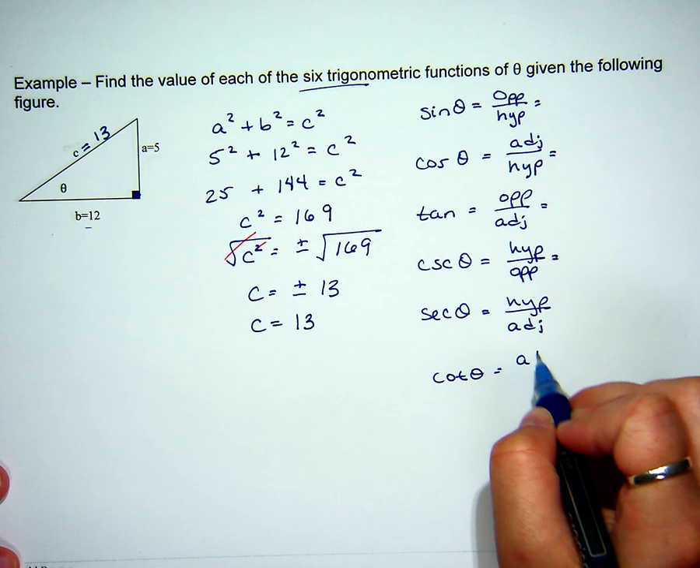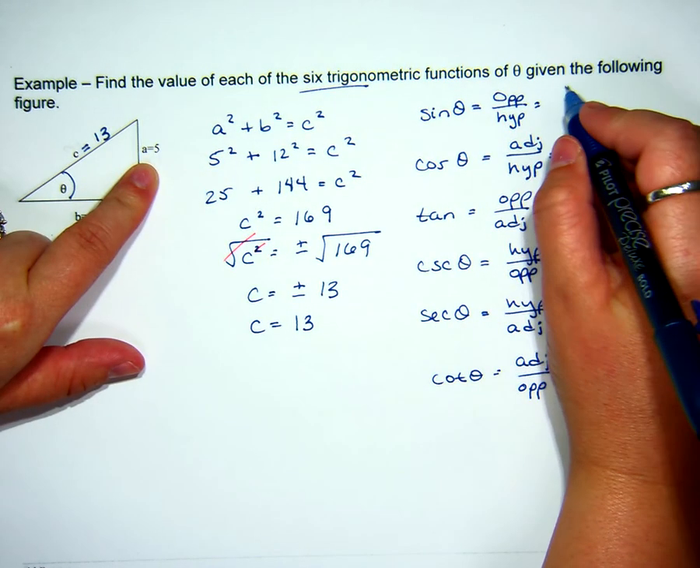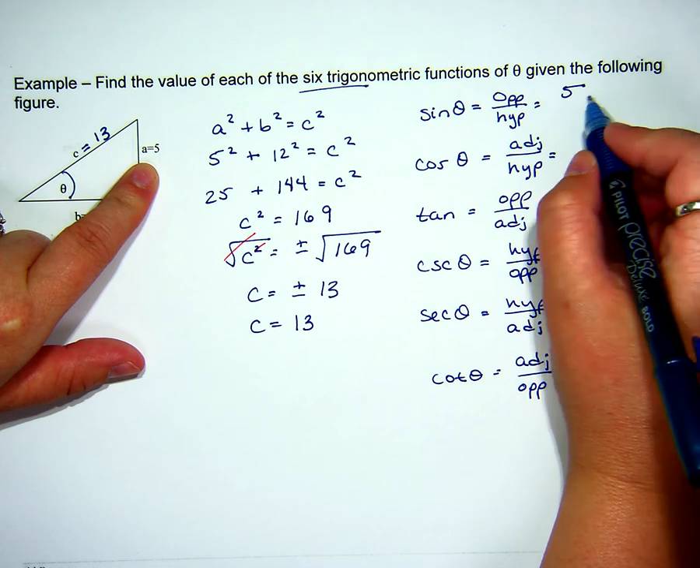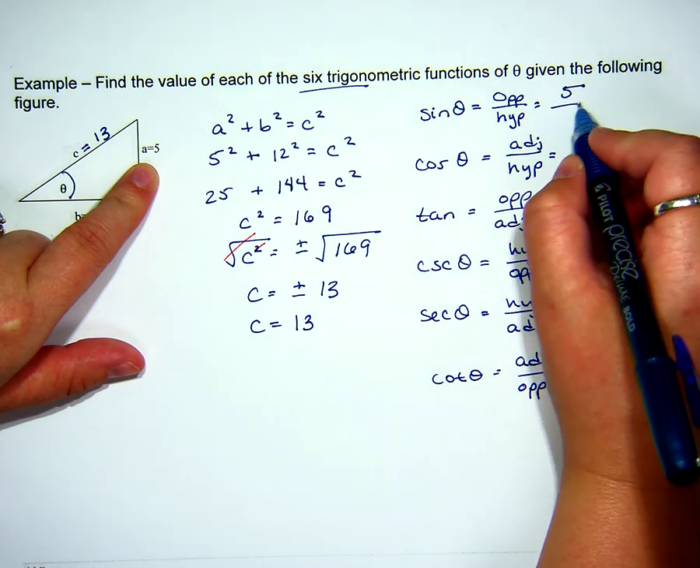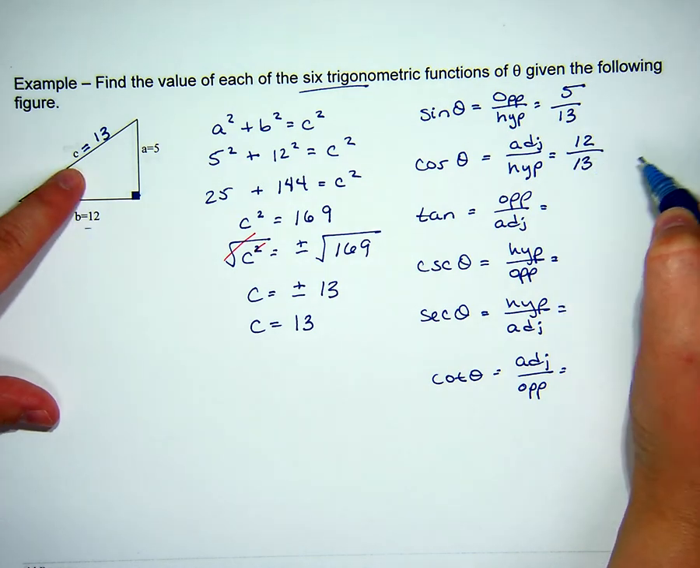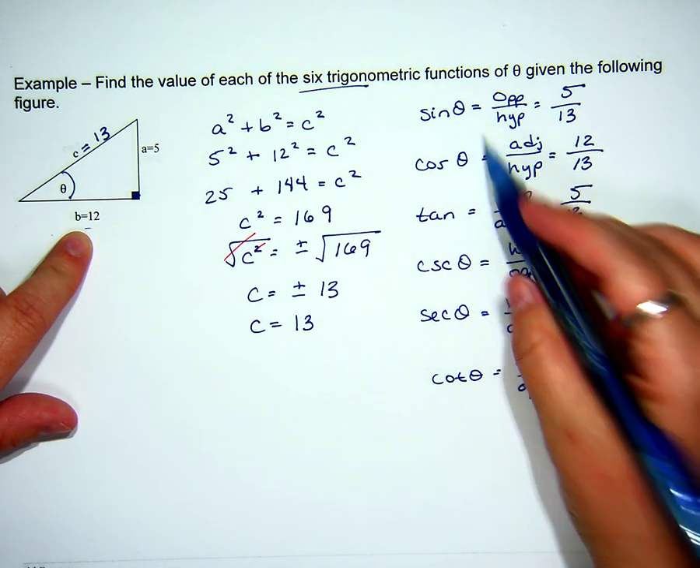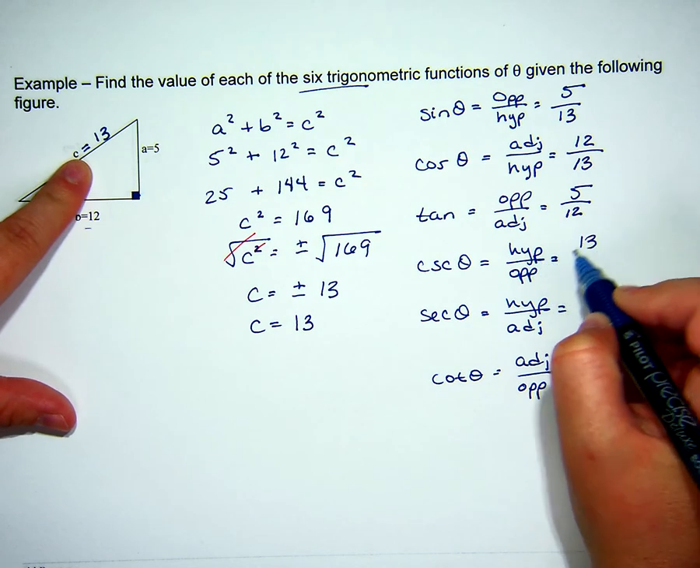So sine, for my angle theta, opposite is A, which is 5, over hypotenuse, which is 13. Cosine for theta, adjacent is 12, hypotenuse 13. Tangent, opposite for theta is 5, adjacent is 12. For cosecant, it's the reciprocal of the sine, so it's hypotenuse 13 over opposite, which is 5.